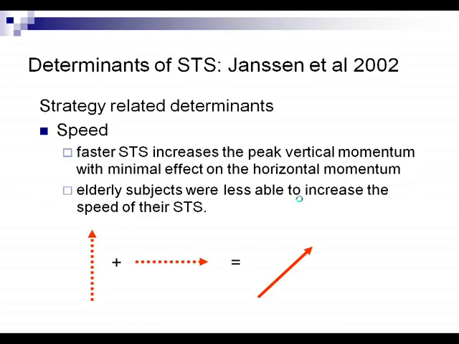So we've discussed a couple of chair-related determinants. Let's look at strategy-related determinants, and these are also called physical determinants. So speed is an example here, and faster speeds are going to influence up much more so than they influence forward movement. And not surprisingly, elderly subjects are less able to increase the speed of their movements than younger people.